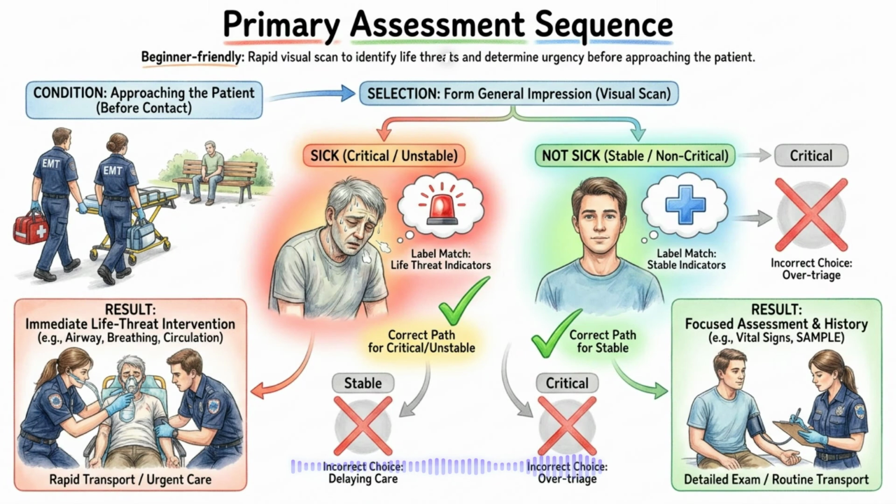As you approach the patient, you will form a general impression, noting their age, sex, level of distress, and overall appearance before you even speak to them. This quick visual scan dictates how fast you need to move, and whether the patient is considered sick or not sick. The NREMT exam heavily emphasizes the primary assessment, because missing a life threat here will lead to poor patient outcomes.